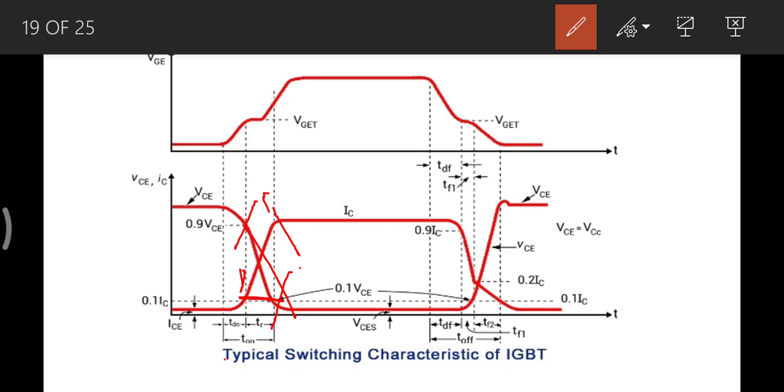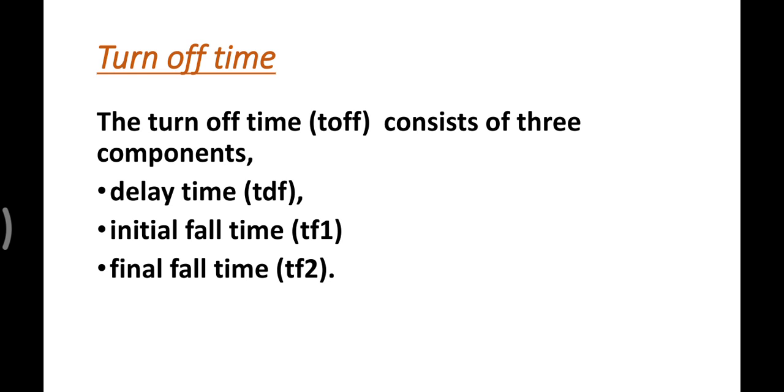At the same time, this rise time can be expressed with respect to collector emitter voltage, means the time taken to fall the collector emitter voltage from 0.9 VCE to 0.1 VCE is considered as the rise time. So the combination of this delay time and rise time is considered as the total turn on time of the IGBT.